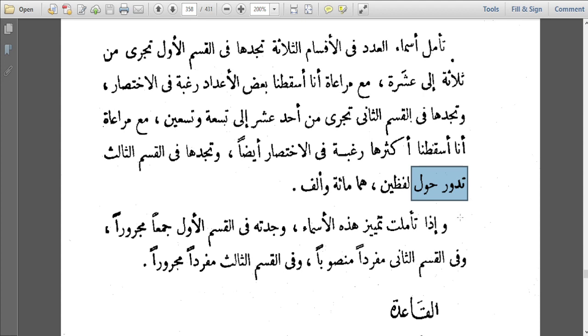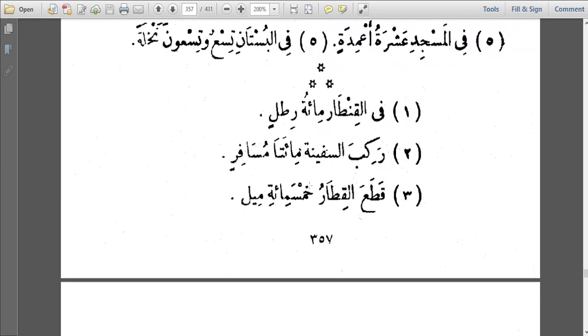Take this expression, تَدُورُ حَوْلَ, it revolves around لَفْظَيْنِ, two words. And these two alfaz, these two لَفْظَيْنِ, they are هُمَا مِئَةٌ وَأَلْفٌ, the two numbers that we deal with in the third part, the mi'a wa alfun. This is the part he's talking about.